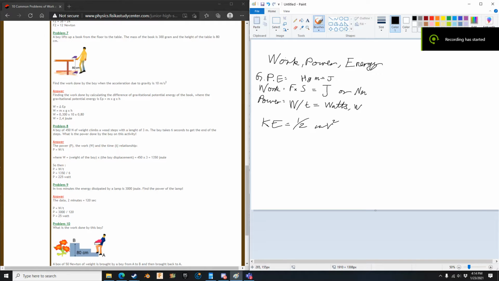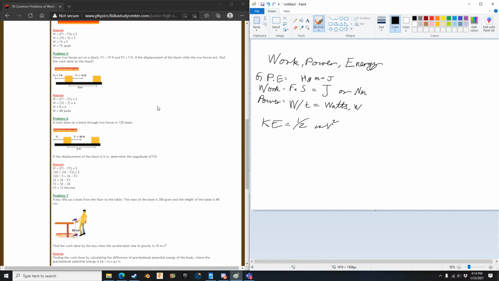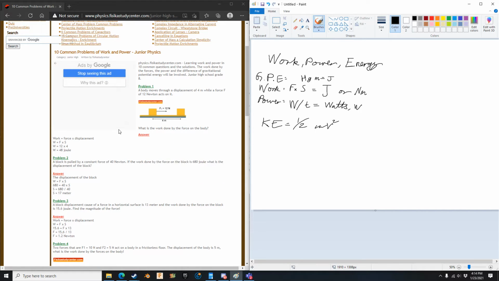Hello, today's topic will be on work, power, and energy. So let's get right into it. This is a practice worksheet which we'll be solving together right after we do the explanation.